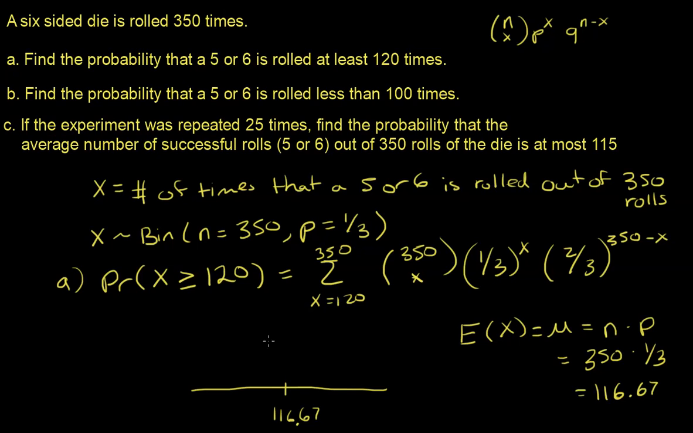Okay, so we would successfully roll a 5 or a 6 about 116 or 117 times. That would be the most likely outcome, right? So that's the highest probability. From there, it's less and less likely. It's less likely that you'd roll 130 5s or 6s if you rolled the die 350 times, and less likely that you'd roll 100 5s or 6s.